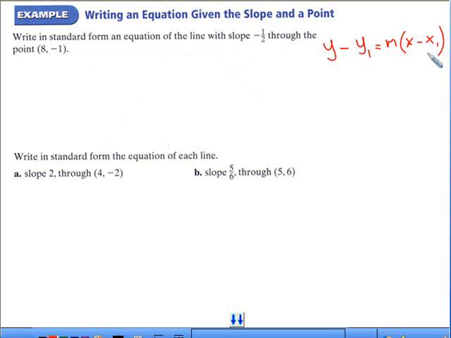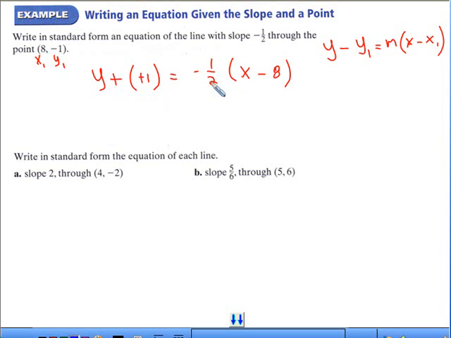This is going to be our x sub 1 and y sub 1, so we're just going to plug it in this formula right here. So we're going to get y minus -1 is equal to, what was our slope? -1/2 times x minus 8. The first thing, let's change these two negatives here to become positive, because two negatives next to each other become positive.